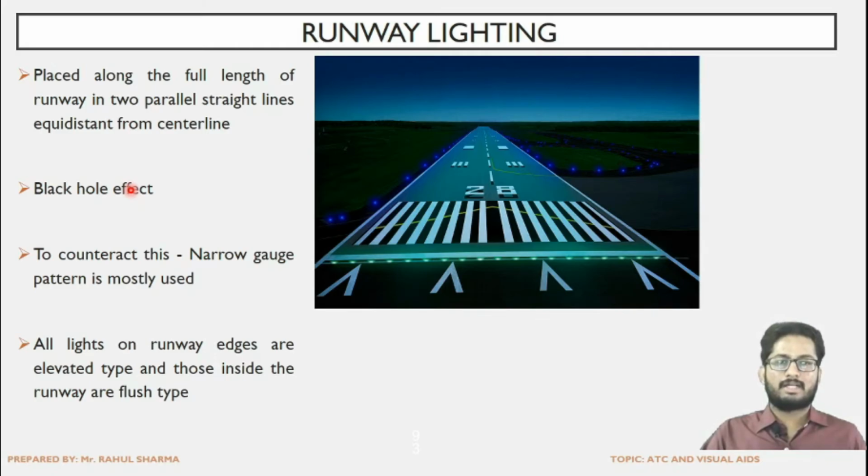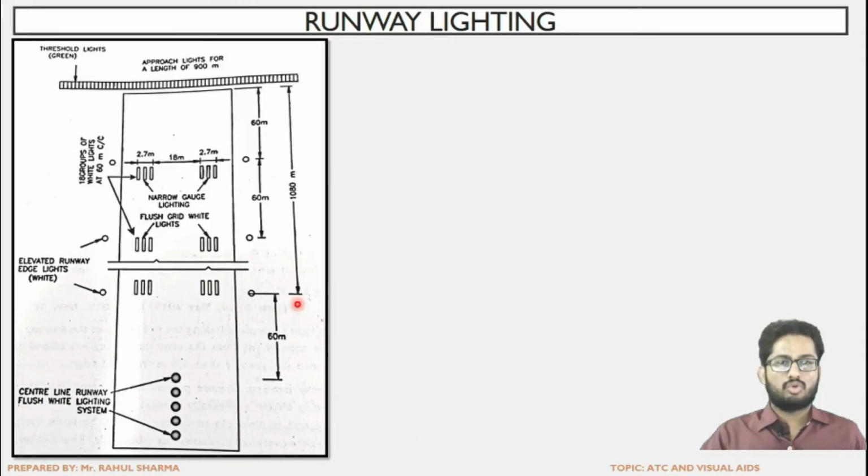So to counteract that problem, lights then began to be provided on the runway pavement itself, in the narrow gauge pattern, which we will see in the upcoming slide. So to eliminate this problem, the narrow gauge lighting pattern was adopted. All lights on the runway edges are elevated type, that is, elevated from the pavement, and inside the runway they are flush type, at the same level as the runway itself. So this is the view for the narrow gauge pattern.